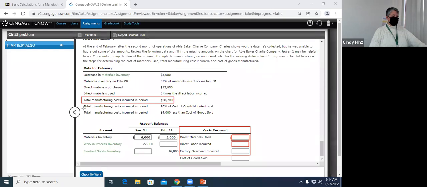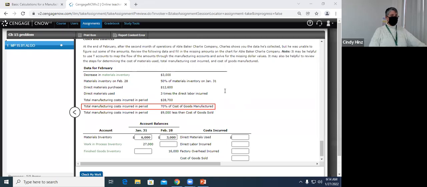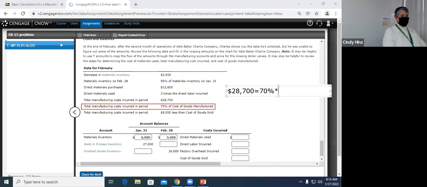Next, total manufacturing costs incurred during the period were 70% of cost of goods manufactured. So you can rewrite that as an equation. We already know the total costs incurred were $28,700. That was given in the previous line. We now know that that is 70% of, and when you hear the word of, you should be thinking times, cost of goods manufactured. So you can solve that to find our cost of goods manufactured.